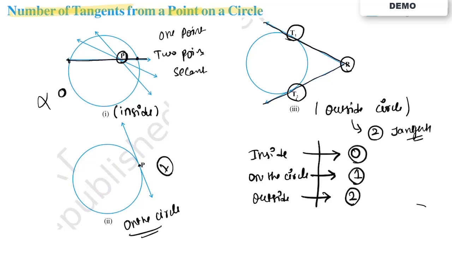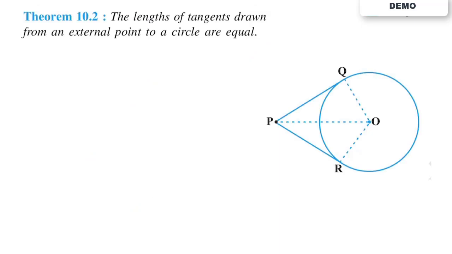Okay, so this is another theorem, but I am just going to discuss it and I would leave it to you to prove it. Try to prove it in your homework. As homework I am going to give you this, otherwise I am going to explain it in the next video. So let me just state the statement. The lengths of the tangents drawn from an external point to a circle are equal.